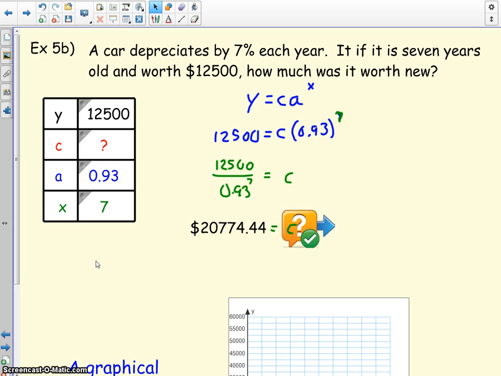Okay, so hopefully you got an answer like this one. So our starting value, the new car price, is what we don't know. That's our C. It's worth $12,500. That's our final value Y after 7 years, which is X. Again, depreciating by 7%, so our decay rate is 7%, which is 0.07. Subtract that from 1, and you get a base of 0.93. So we're solving for the initial value C, so we're going to divide both sides of the equation by 0.93 to the exponent 7. We wind up with $20,774.44.